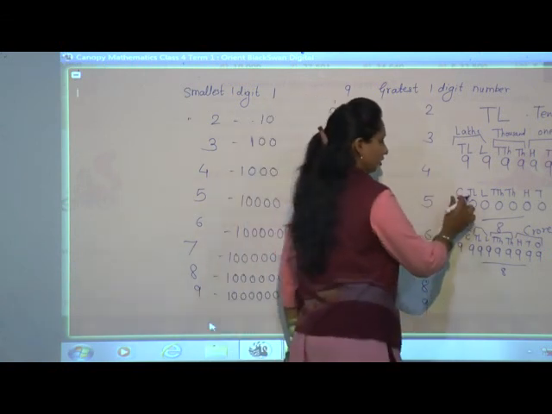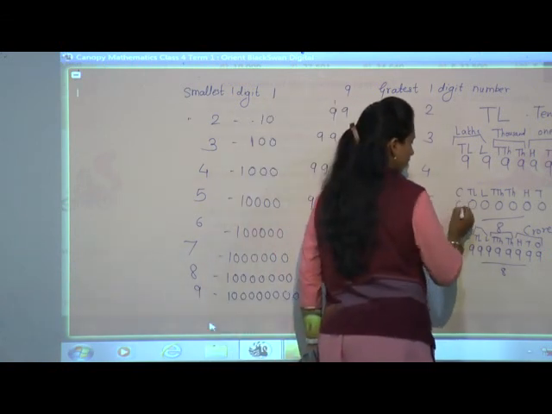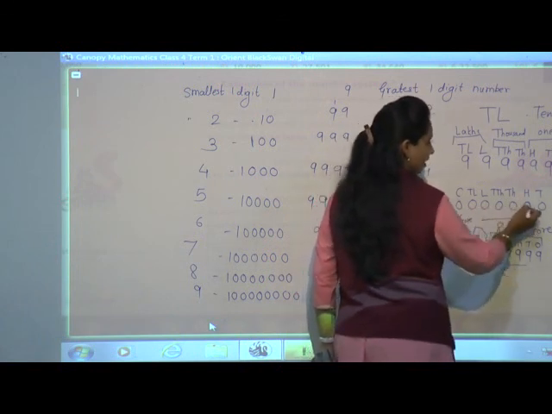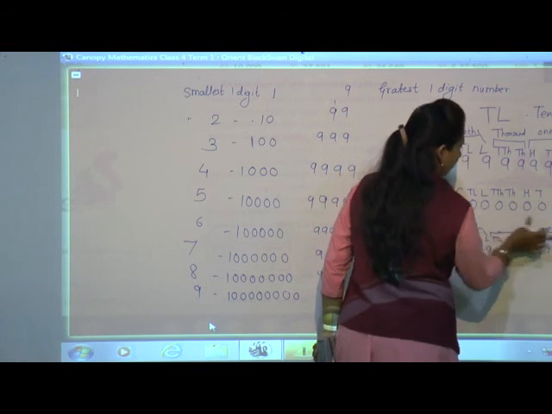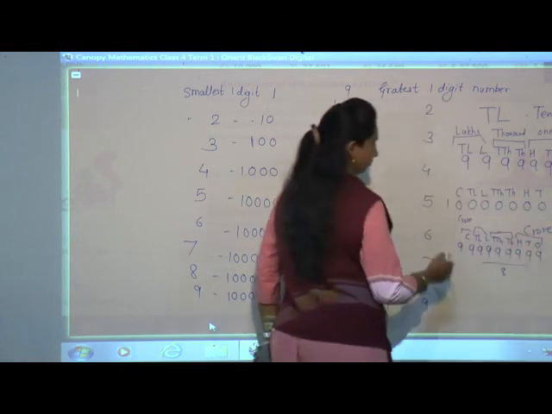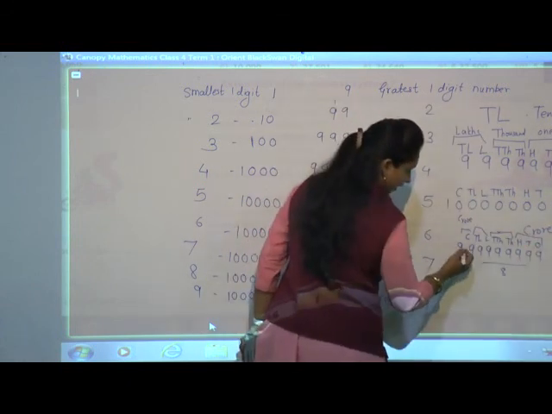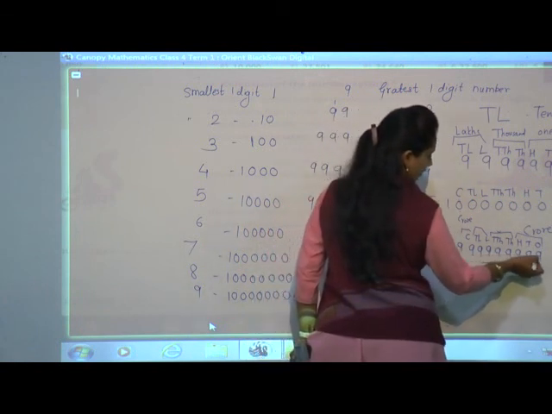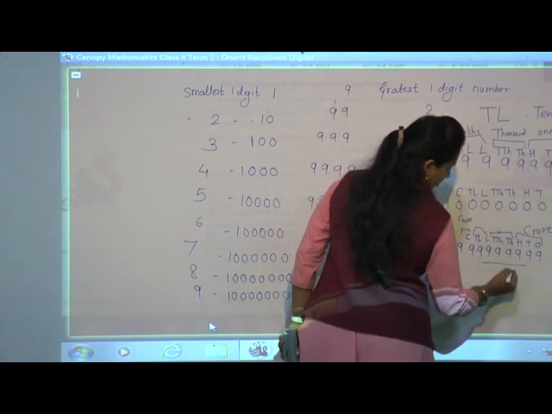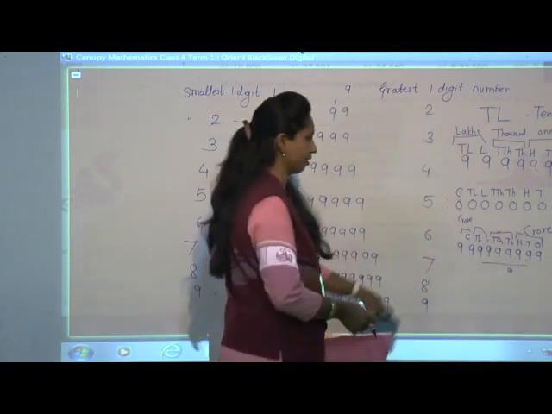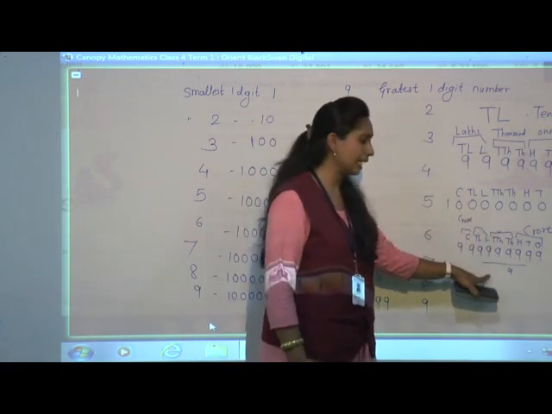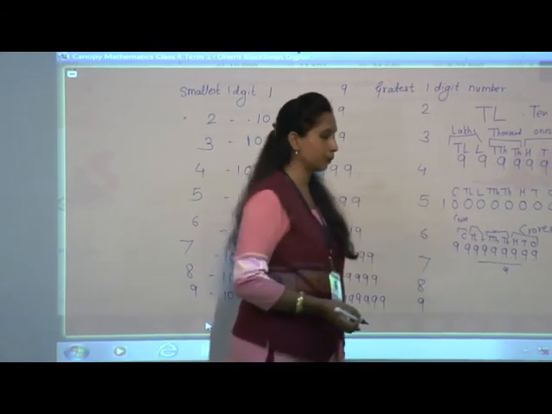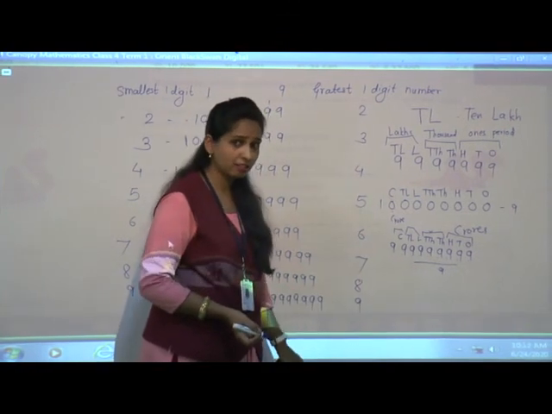Here also, if I add 1, can you see 1, 2, 3, 4, 5, 6, 7, 8, 9. Now it became a 9-digit number. And if I add here 9, 1, 2, 3, 4, 5, 6, 7, 8, 9. Now here is the 9-digit greatest number. 9-digit smallest, 9-digit greatest. Now till where have we learned? Crore.